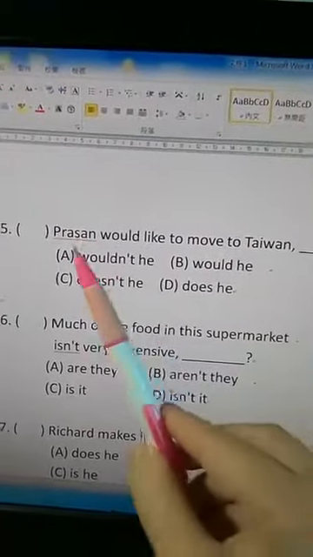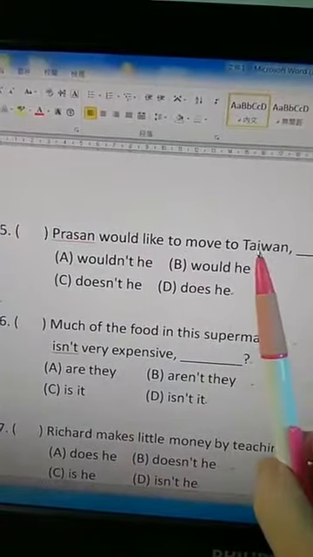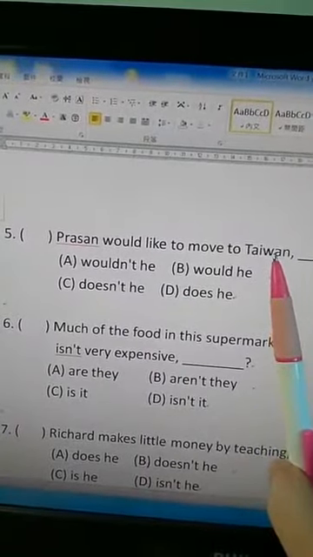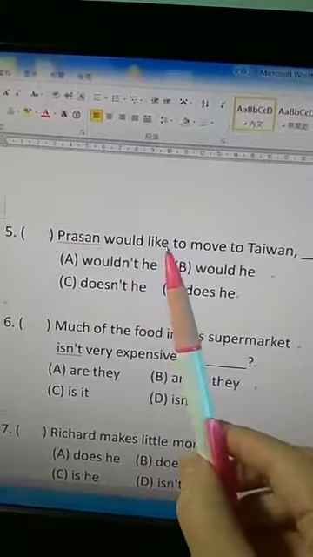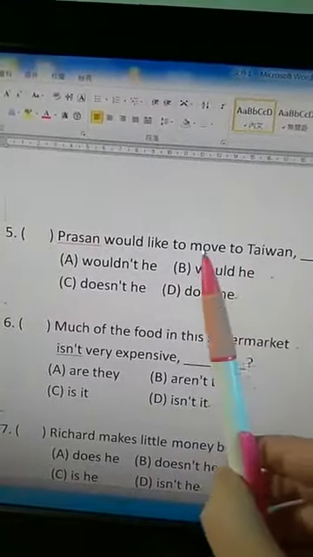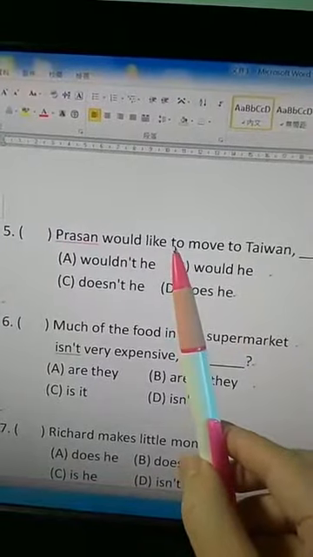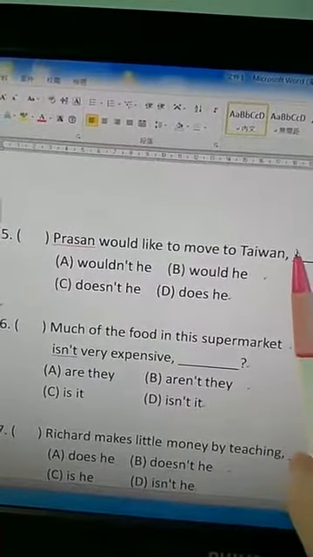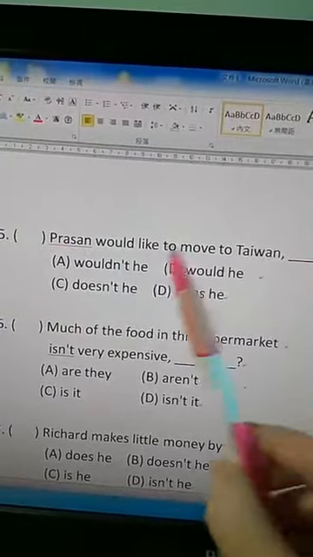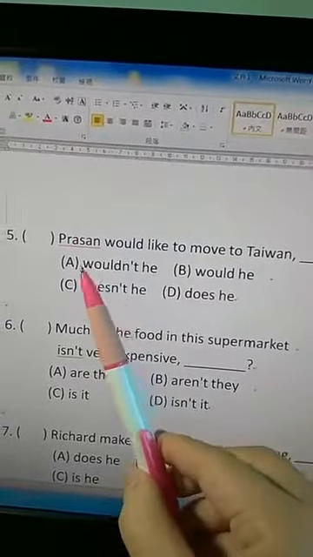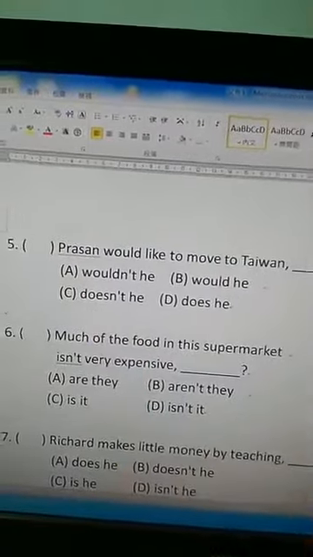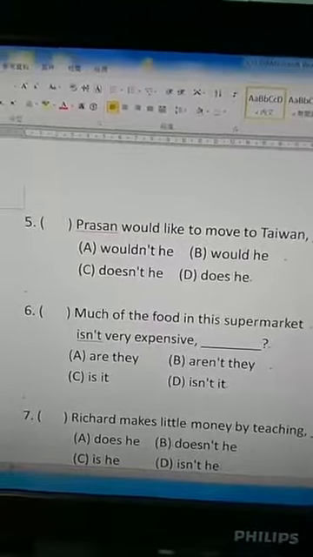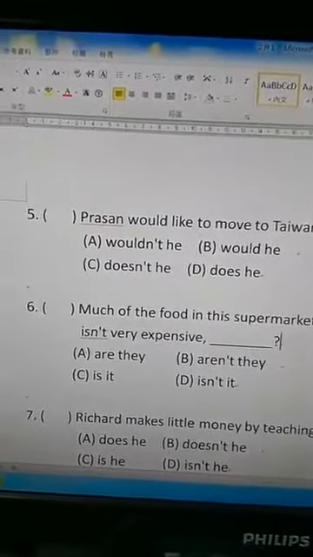And let's check it out. Is the main sentence a negative sentence or a positive sentence here? Prasan would like to move to Taiwan. Obviously, it is a positive sentence. So we should use a negative sentence in our tag question, right? So the answer is what? A. The answer is A. Wow, you're so smart. Lots of people get the correct answer. Congratulations. Okay, let's see question number six.